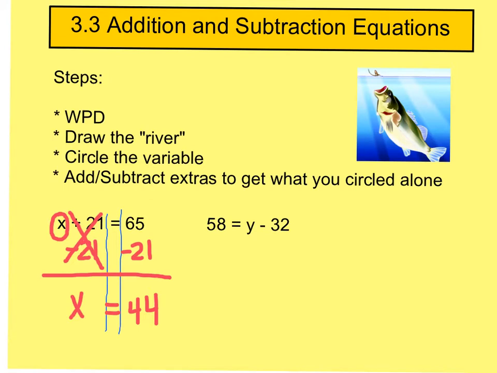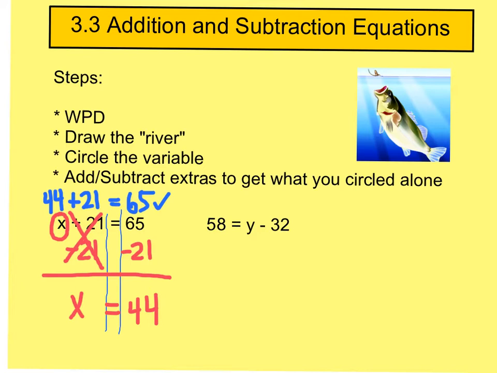If you want to do a quick check of your answer, all you'd have to do is plug in 44 up here where the x is and see if it makes a true statement. Is 44 plus 21 equal to 65? Yes, it is. And so that means we got it correct.